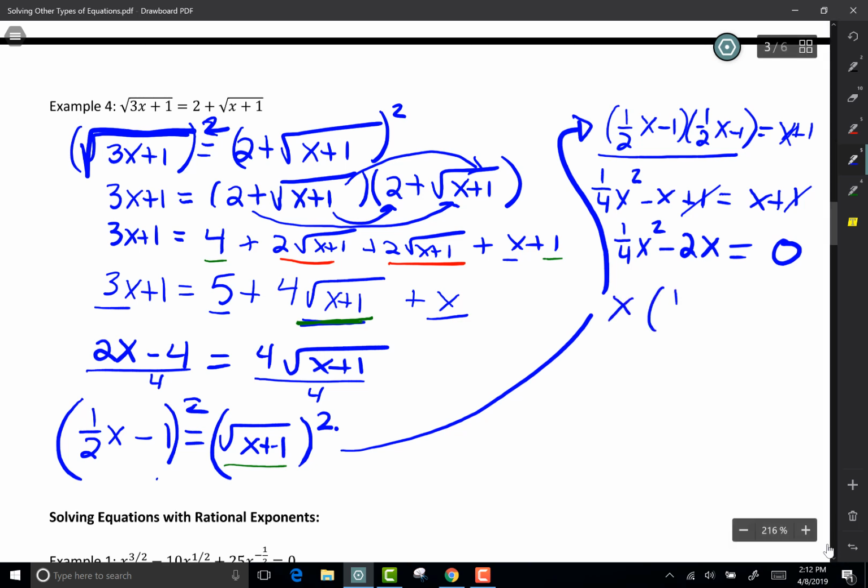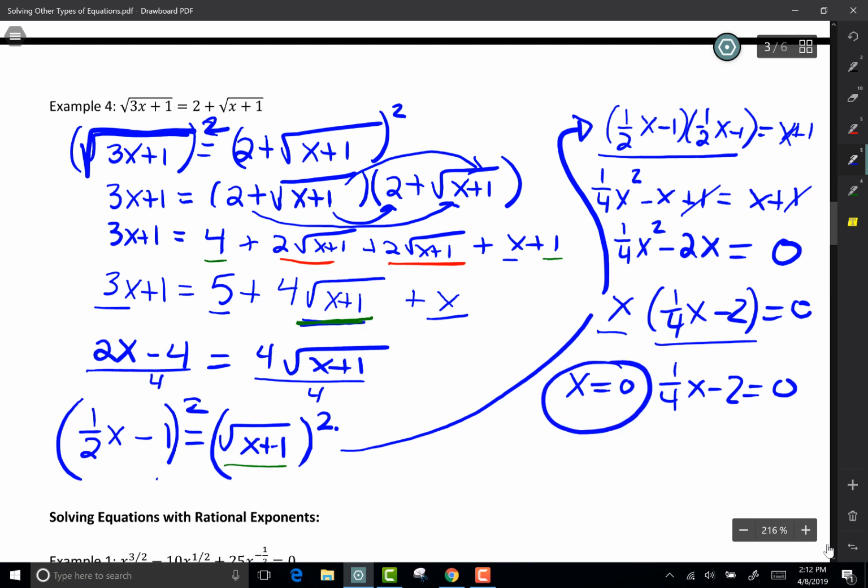So I'm going to pull out an x. So I'm going to get x is equal to 0. That's the first factor. Set each factor equal to 0. And then I have 1/4 x minus 2 is equal to 0. This has already solved itself. When I solve this for x, I add 2 to both sides and multiply both sides by 4. So I get x is 8.